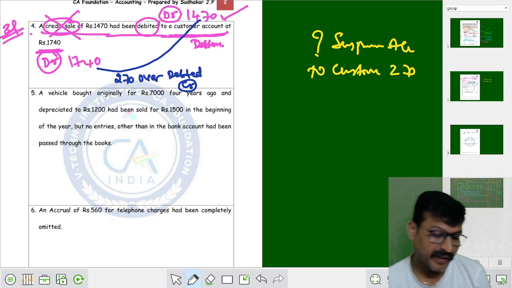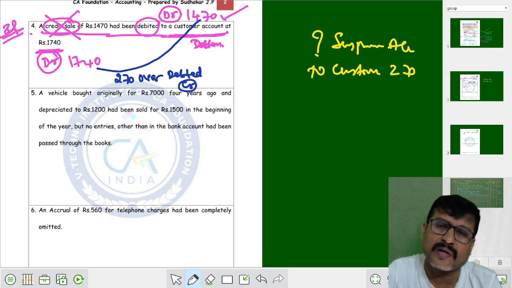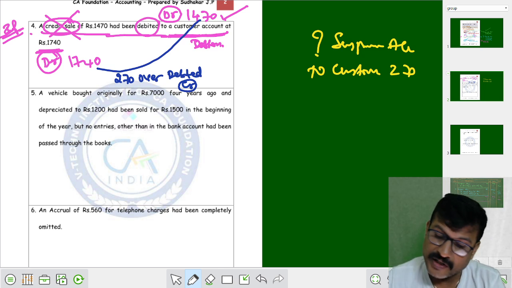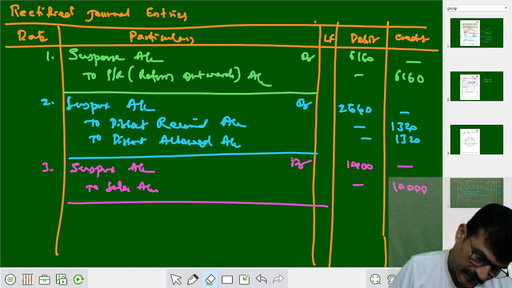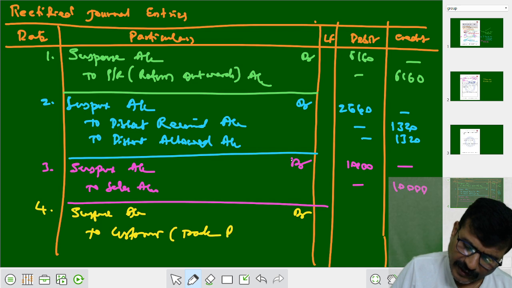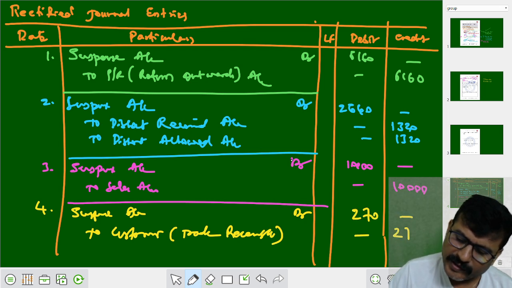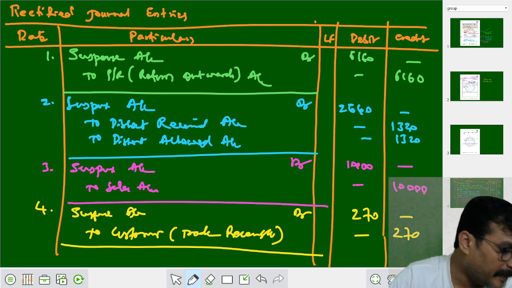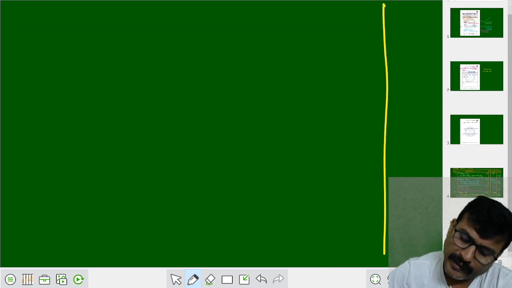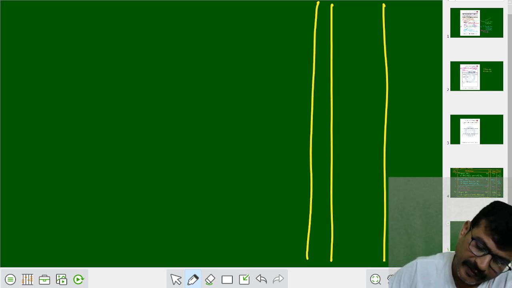I hope you understood? Credit sales is correct, customer is wrong. You have over debited by rupees 270. Now your journal entry for the fourth one will be: Suspense account debit to customer. Customer means debtor. Debtor means trade receivable, with an amount of rupees 270. Being over debit in customer's account is rectified.